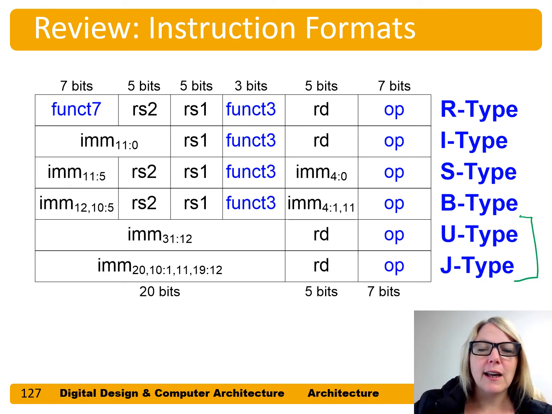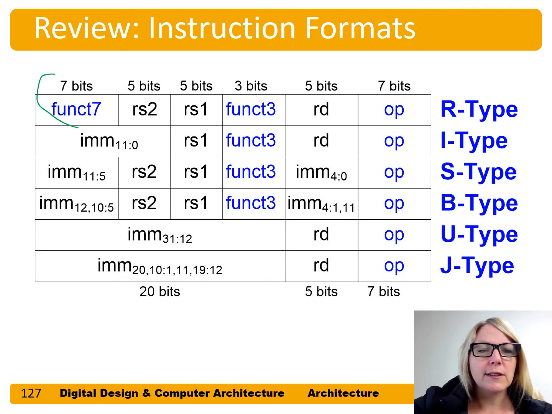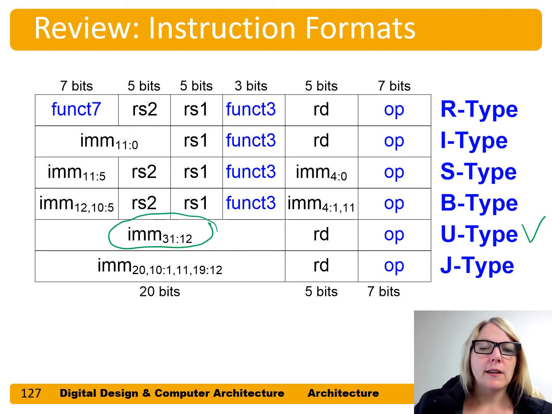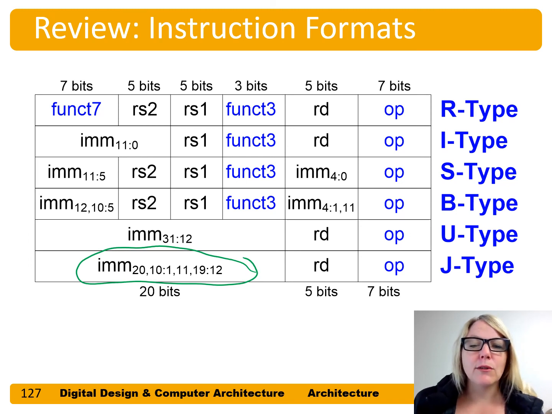UJ-type instructions have only a destination register and an opcode. They do not include func3 or func7. Only R-type includes func7. And for U and J-type instructions, for U-type instructions, a 20-bit upper immediate, so we only encode the upper bits of an immediate. And for J-type instructions, it's a 21-bit immediate encoded in a 20-bit field because we don't encode bit 0.